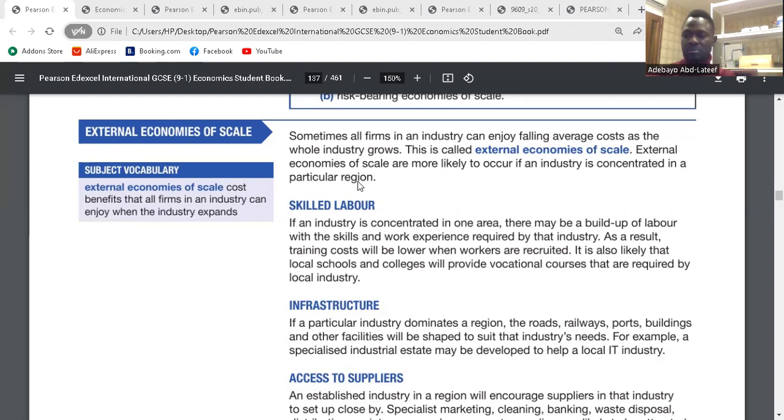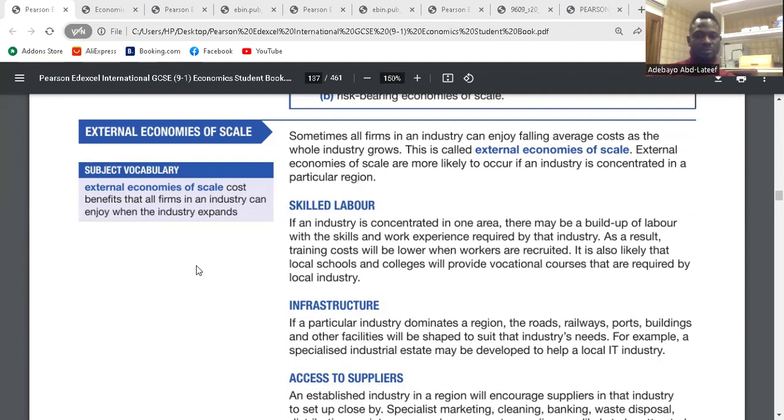You get it now or not? So that's for external economies of scale. They said sometimes all firms in an industry can enjoy falling average costs as the whole industry grows. This is called external economies of scale. So it comes as a result of the industry itself becoming bigger, expanding. An industry is a combination of firms. Firms make up an industry. So as these industries start expanding, the firms in that industry start witnessing reduction in their average cost of production. That is external economies of scale. So how does this happen?